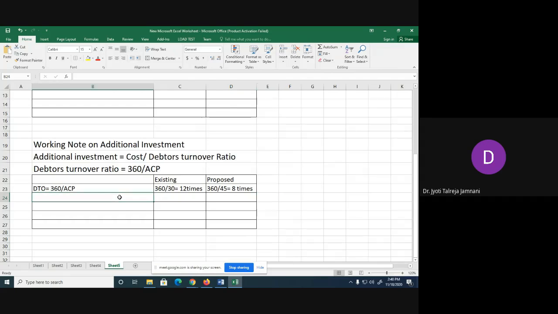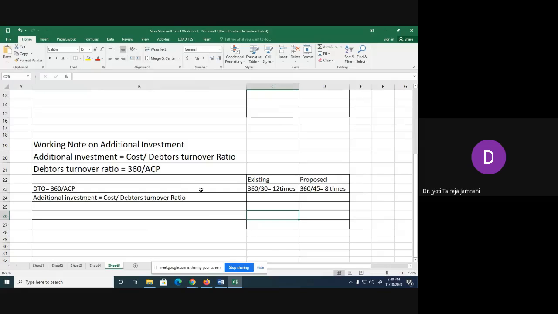So now we have debtors turnover ratio. We can find the additional investment. This is the formula: cost divided by debtors turnover ratio. Now what to take when I'm talking about cost and how to solve it. See, there are two ways to do it. One is you can add your variable cost and fixed cost and take that.